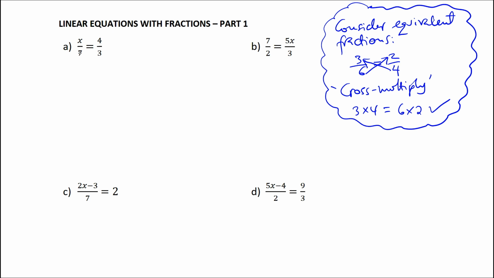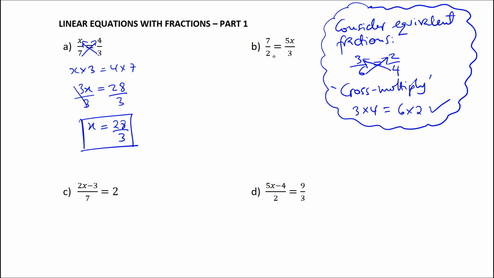So in the first case here, we can cross multiply and we'll end up with x multiplied by 3 will be equal to 4 multiplied by 7. This also can be written as 3x is equal to 28. And because we want to find the value of x, the opposite of multiplying by 3 is dividing by 3. So basically, x will be equal to 28 over 3.